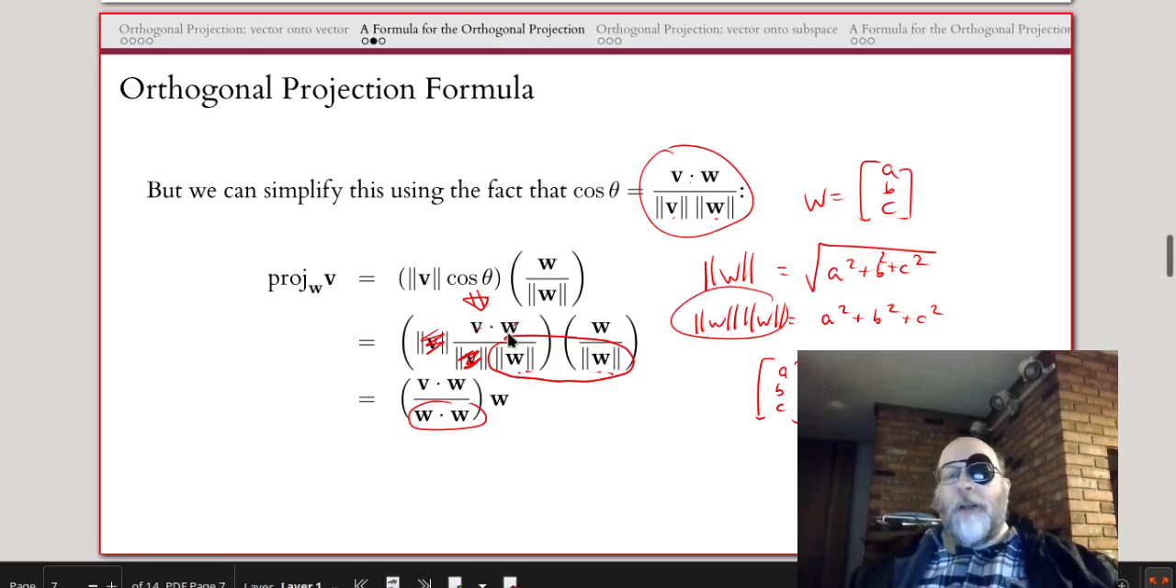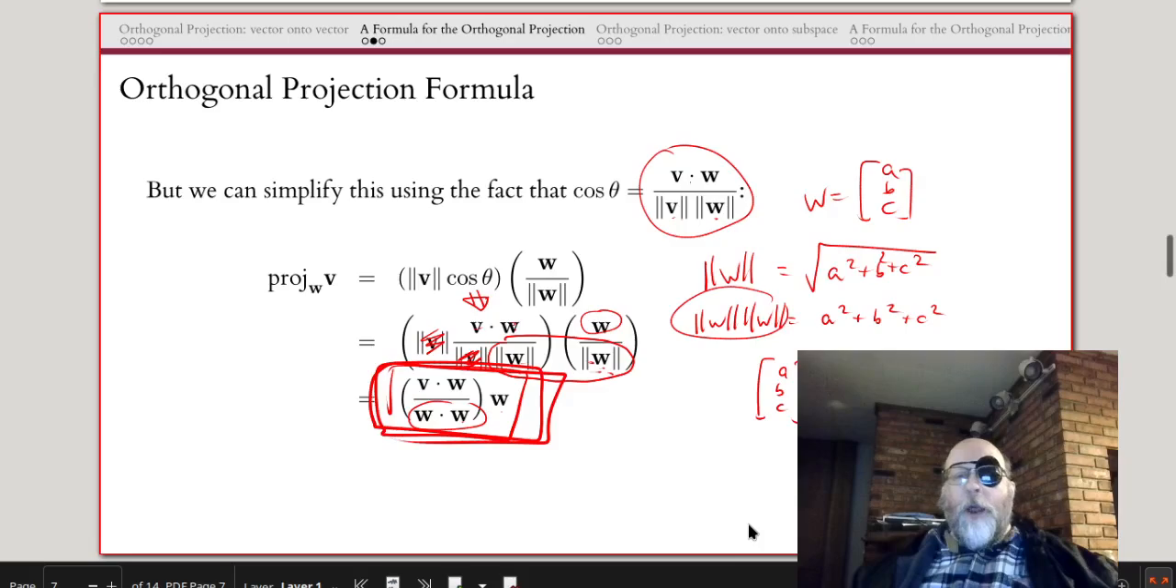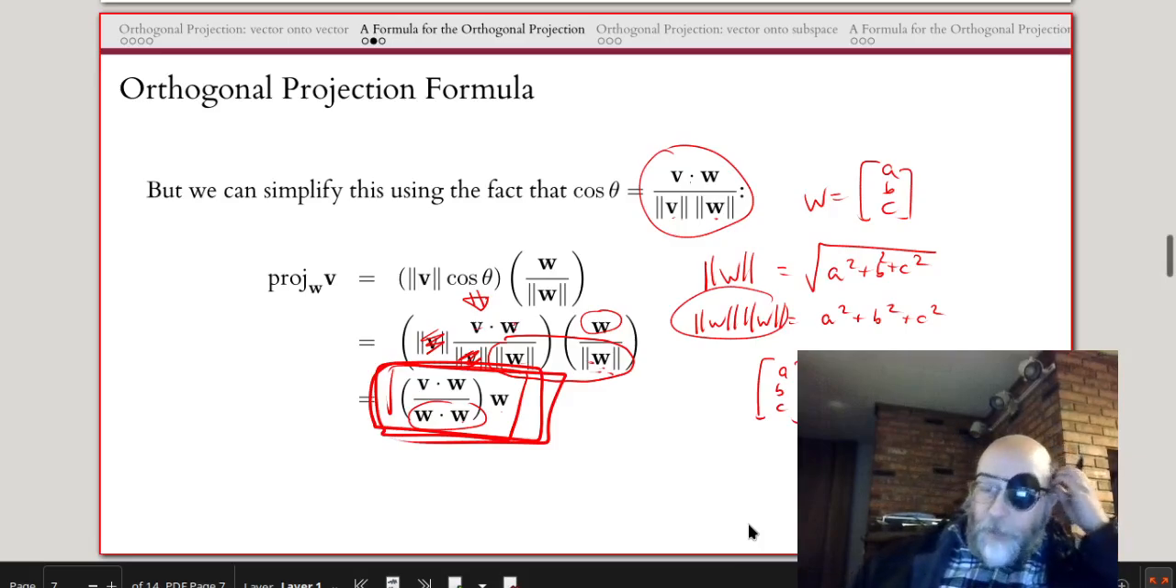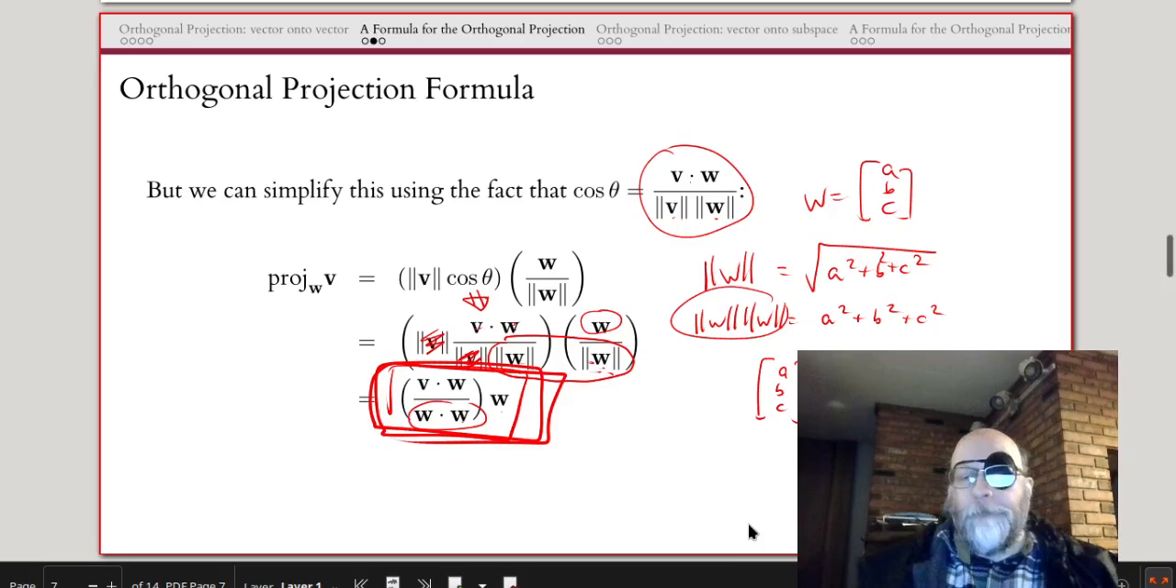So I have the dot product of v and w, I have the dot product of w and w, and then I have one more w that stays outside the parentheses. And this is the formula that we're going to be using throughout the rest of our chapter to calculate an orthogonal projection. It's faster than using cosines because dot products are much easier to work with.